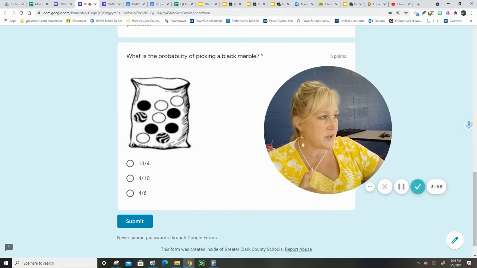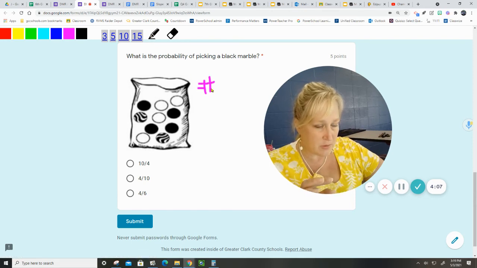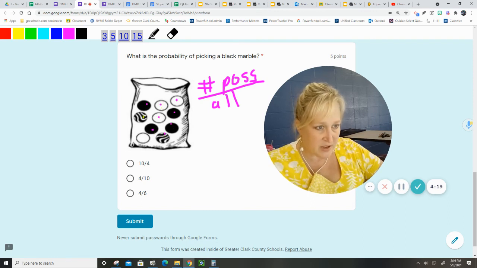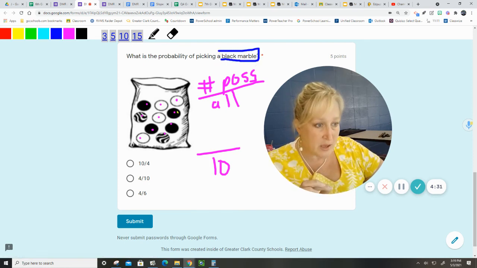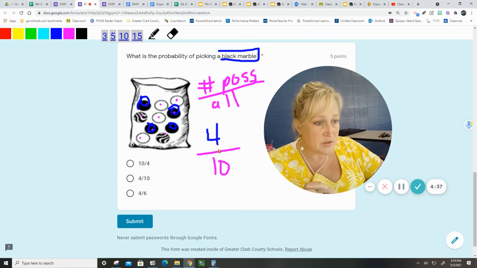But the first thing that I want to figure out is the number possible over all. So in this case, we have 1, 2, 3, 4, 5, 6, 7, 8, 9, 10. That goes on the bottom. That is all the possibilities of the marbles that I could pick. But I am being specific that I need a black marble. And how many of those are there? 1, 2, 3, 4. So 4 out of 10 is my possibilities.